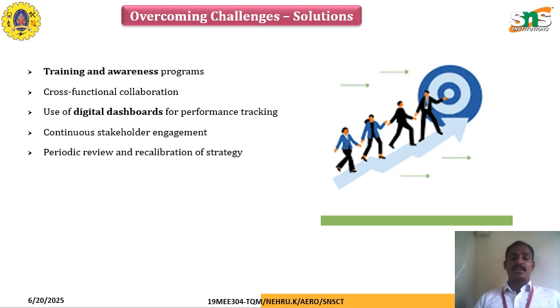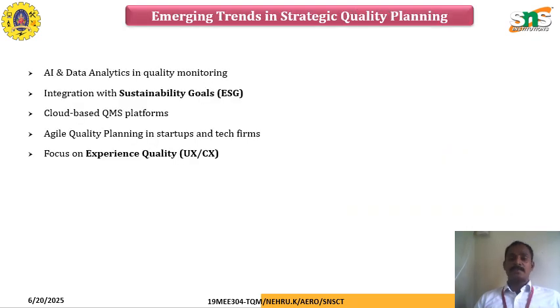Use digital dashboards for performance tracking, like ERP software and other software, which help us track individual organization members and their performance periodically, and understand the strategy quality performance index and other things. Also continue stakeholder engagement, keeping all the people and customers engaged at regular periods, so that periodic reviews and recalibration of the strategy can be done. These are a few solutions for overcoming challenges faced in strategic quality planning.